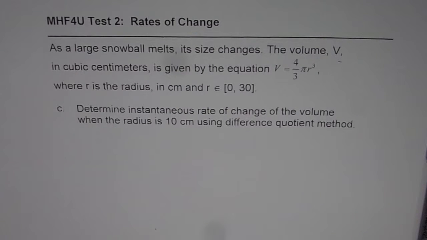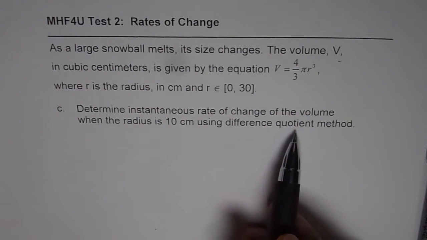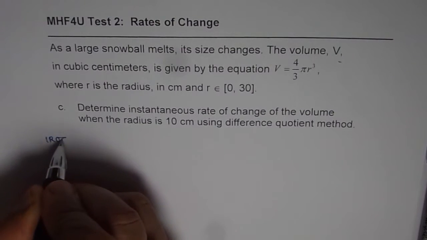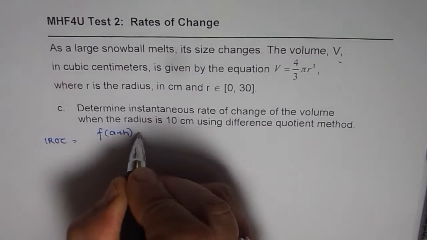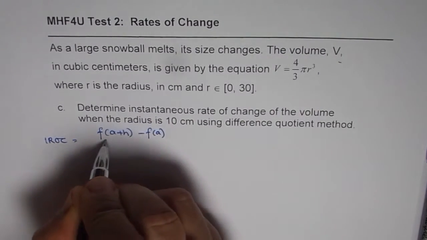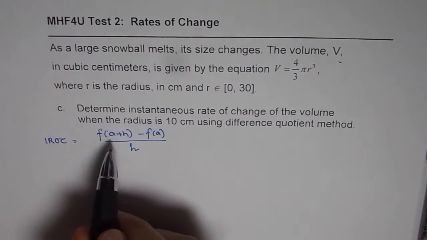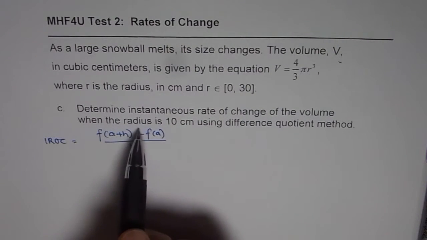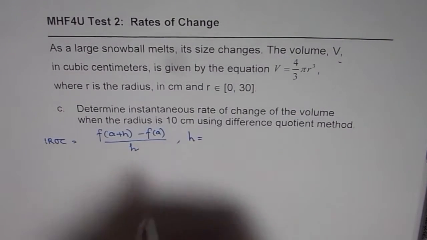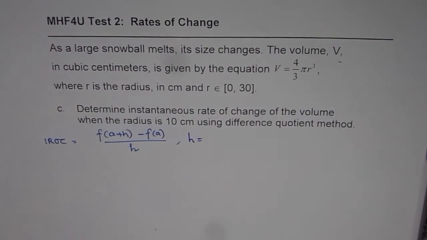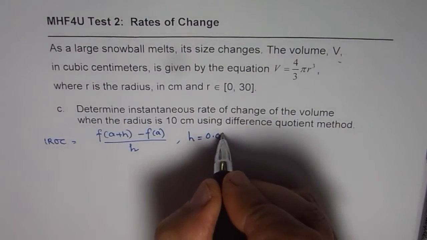So in previous two videos we have learned how to find average rate of change, and then we did instantaneous rate of change using preceding and following method, and now we'll use the next method, which is difference quotient method. Now instantaneous rate of change using difference quotient method basically is f of a plus h minus f of a divided by h, right? Where a is the point of our interest. In this case it is radius of 10 centimeters. Whenever you do this method, h is to be taken as very small. So normally you can take h as 0.01.